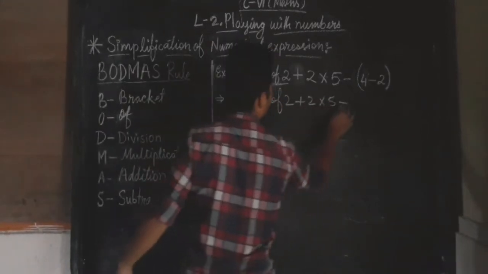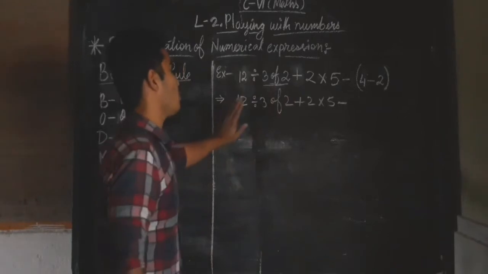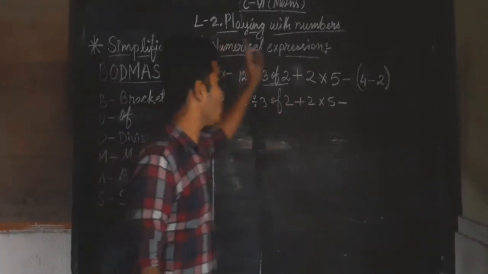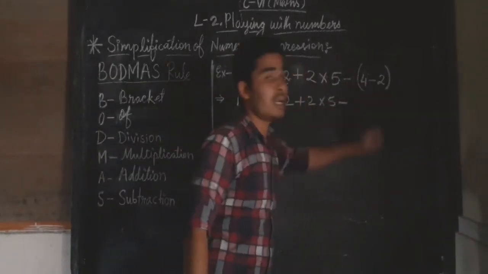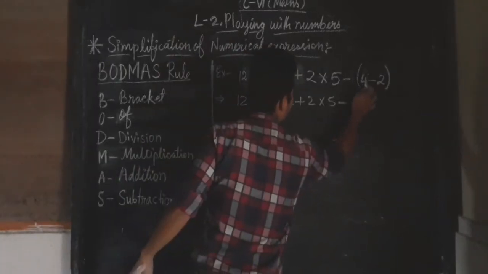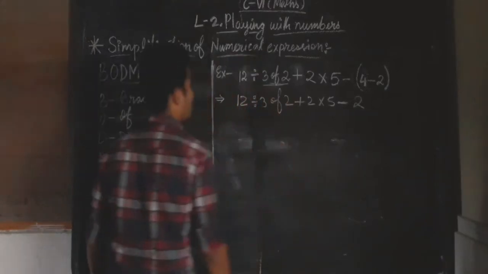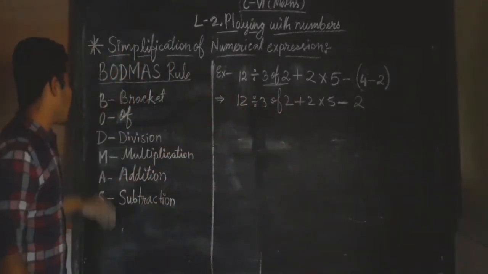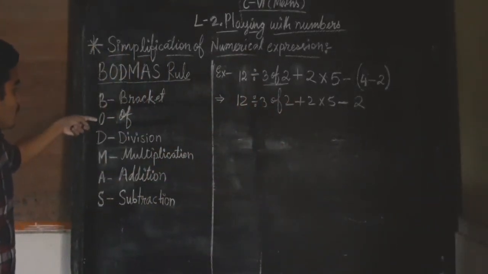So till here we have to go, and after that what will we do? I will open this bracket. Now do the calculation. 4 minus 2 is what? It is 2. Okay, so we have opened the bracket.